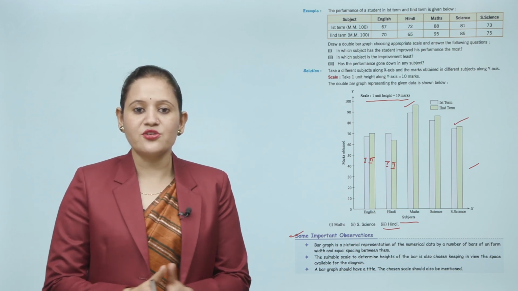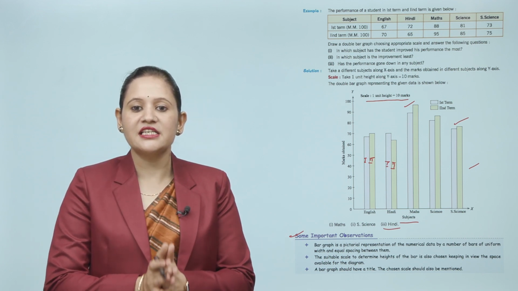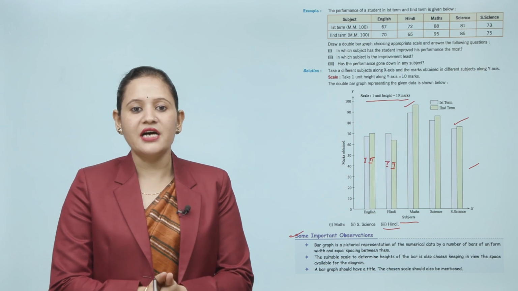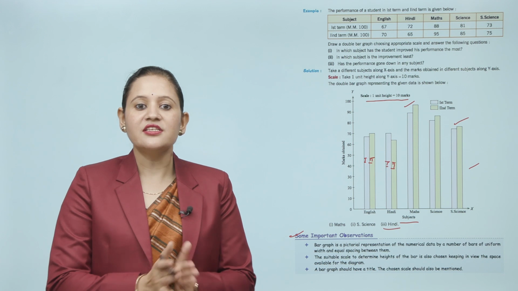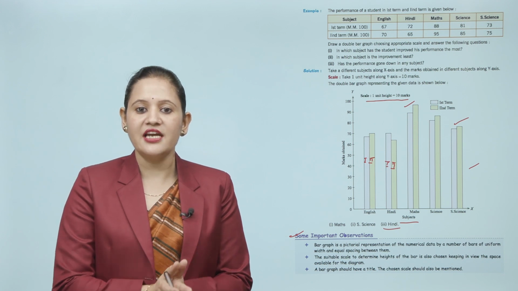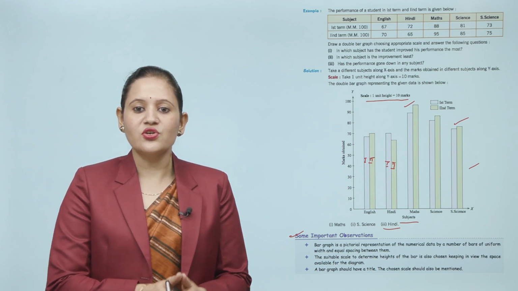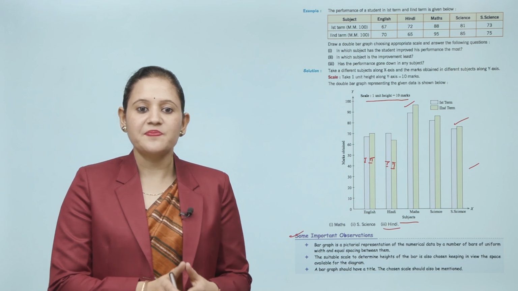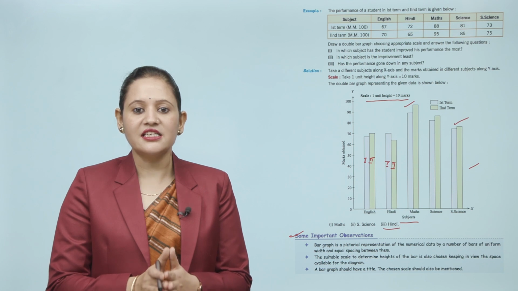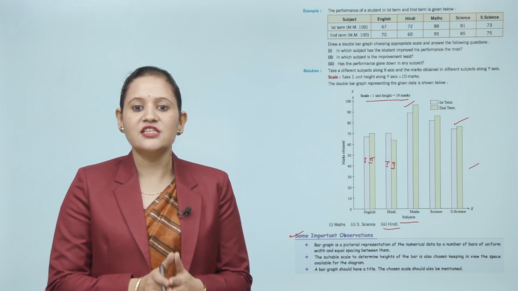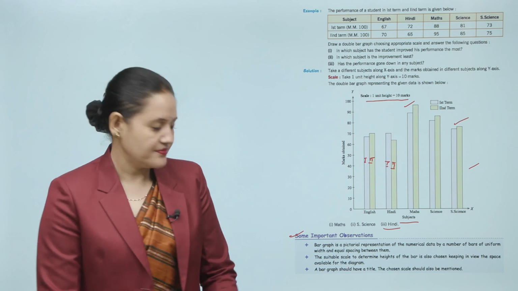A bar graph is a pictorial representation of numerical data by a number of bars of uniform width and equal spacing between them. A suitable scale to determine the height of the bar is also chosen, keeping in view the space available for the diagram. The bar graph should have a title. The chosen scale should also be mentioned.